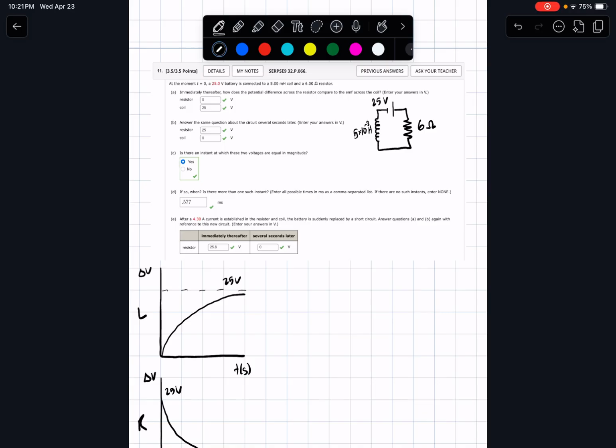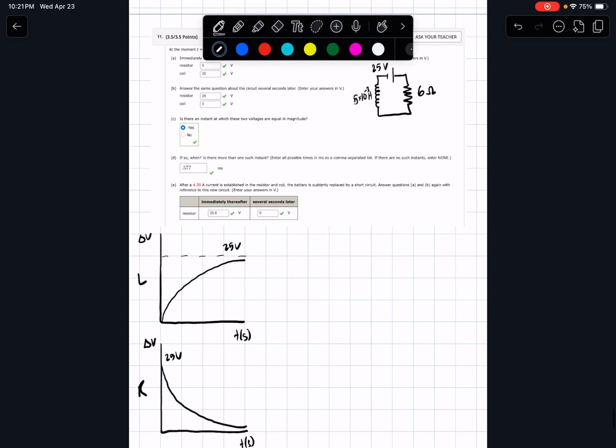Boom. And then for the resistor, it'll be the opposite. So now all of the voltage is going into the inductor. So that means that the resistor will not be resisting as much. So that's why after a long period of time, it is approaching 0.